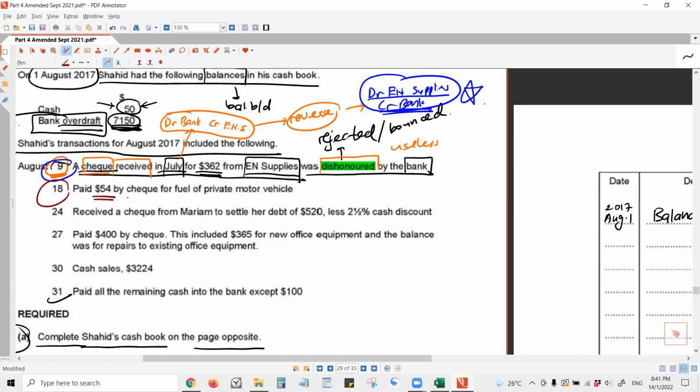Now, on the 18th of August, paid $54 by check for the fuel of a private motor vehicle. Okay, private motor vehicle, is it something personal? Yes.